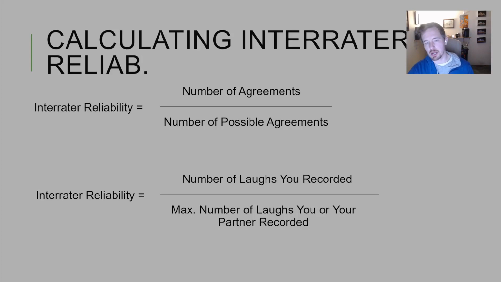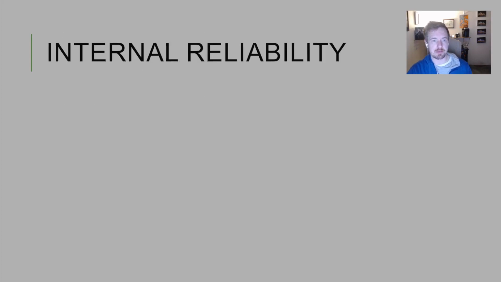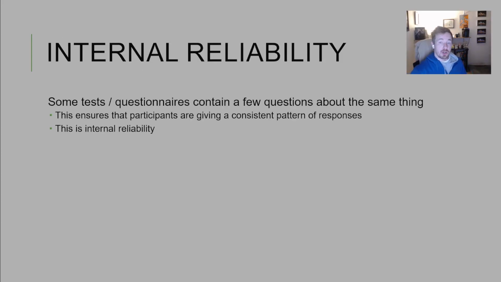Here's how that's measured. You don't really need to know that for this class, but if you're interested, this is where this is computed, because you'll sometimes see this in some of the articles that we read this semester. Internal reliability, sometimes it's called internal consistency. The book calls it internal consistency.